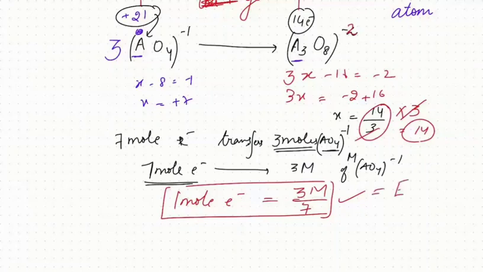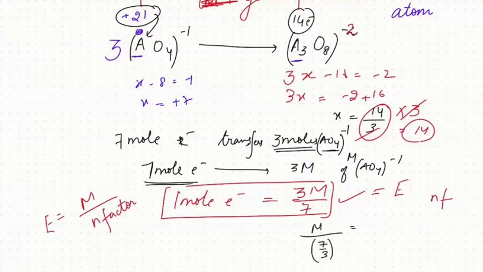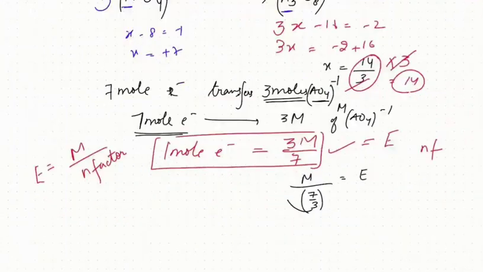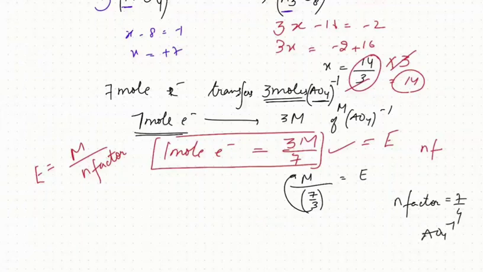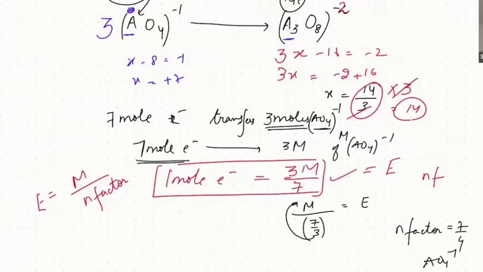So if somebody asks what is the N factor here, because we say equivalent mass is molar mass upon N factor, should I say it is going to be M upon 7 by 3? Because if you solve it, it again gets back to the same value. So I would say N factor here would be 7 by 3 for AO4 minus 1. Got my point? So this is the equivalent mass concept from the equation.